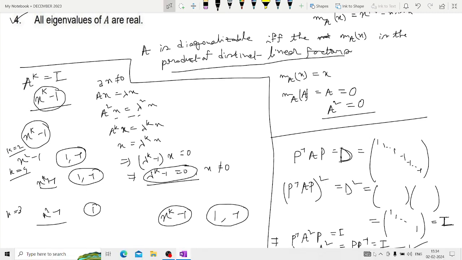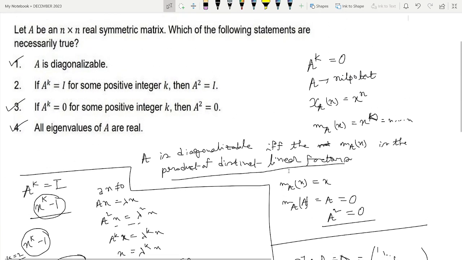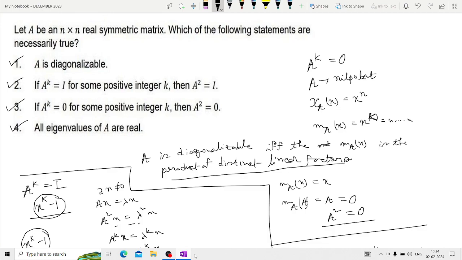So see here, option 2 is the correct option. If this condition holds, then A square equal to I. So here options 1, 2, 3, 4 are all correct options. This is the solution of this problem.